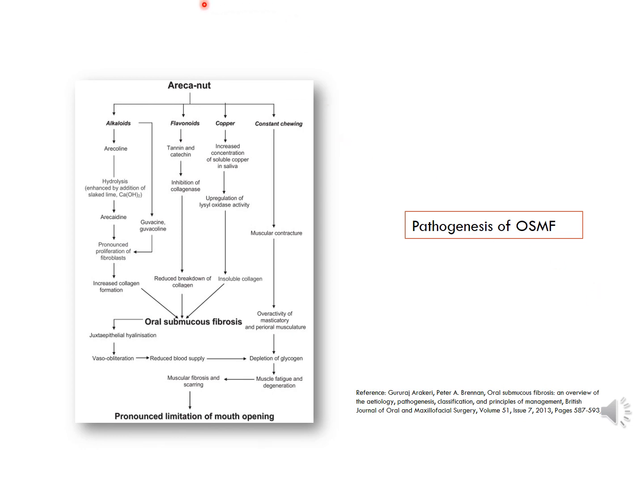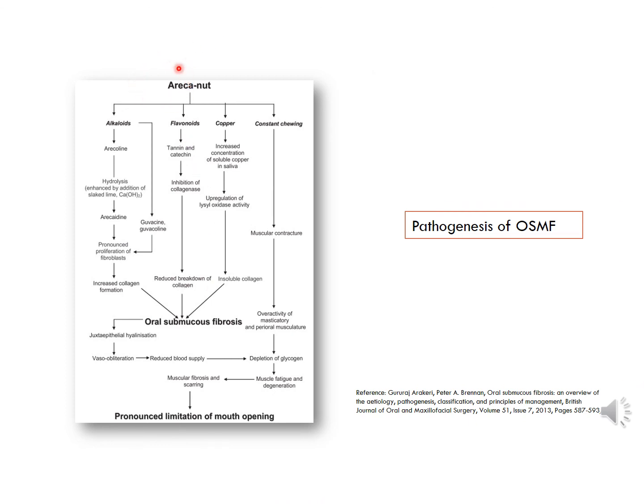Number one, at the outset, areca nut has been identified as the carcinogen. It is recognized by WHO as a carcinogen, and what it does is when the patient chews this areca nut, when it mixes with saliva, it interacts and produces alkaloids, flavonoids, copper, which is present in the gutka, and the fourth component, which is constant chewing that takes place, that leads to this transformation. So we'll look at it one by one.